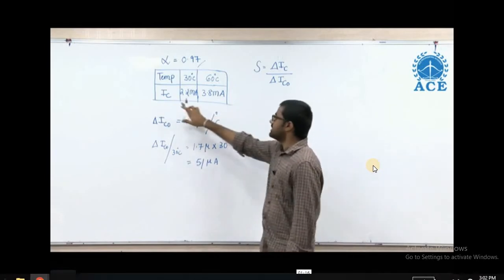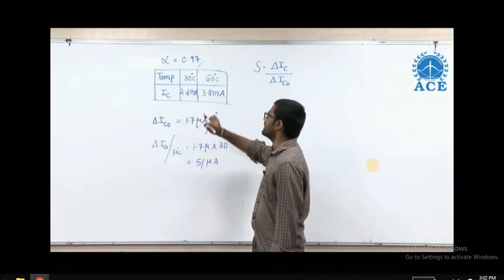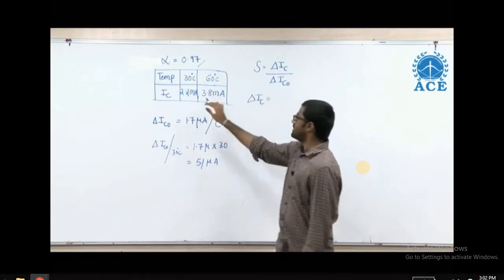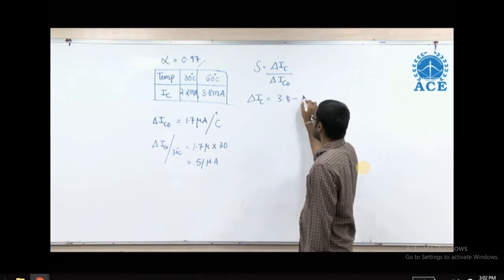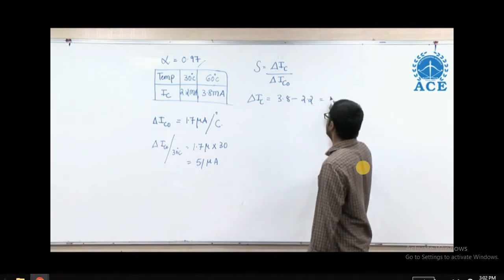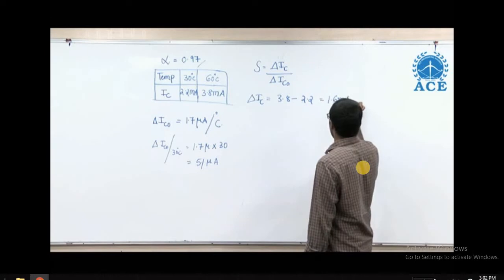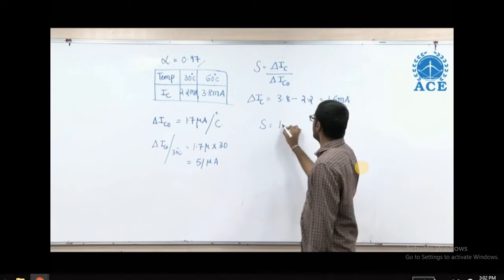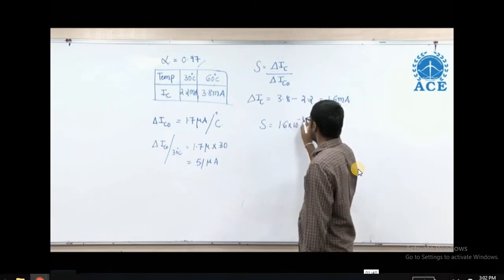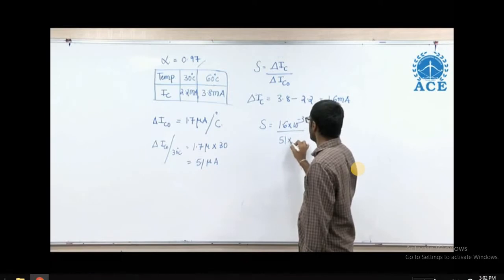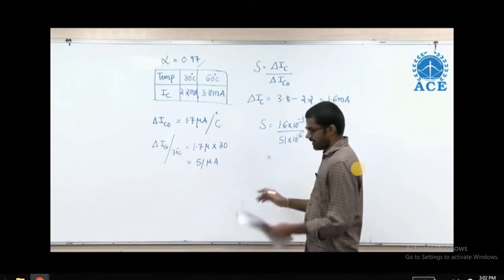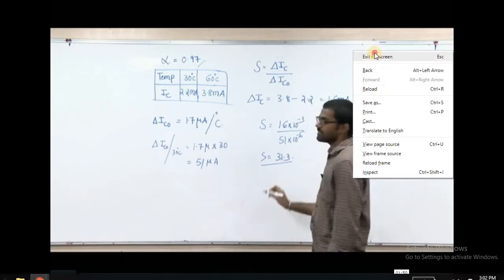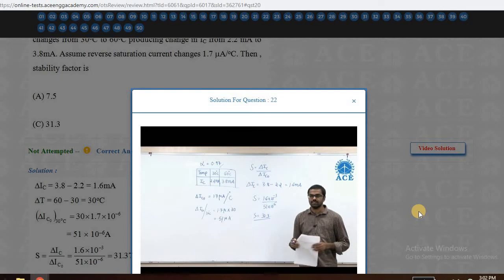Let us find change in IC for the same change in 30 degrees centigrade. For change in 30 degrees centigrade, change in IC is nothing but 3.8 minus 2.2 milliamperes, which is nothing but 1.6 milliamperes. So plugging in these values in the stability factor's formula, it is 1.6 milliamperes divided by 51 microamperes, and it turns out to be 31.3. So this is our required answer. So it's option C.